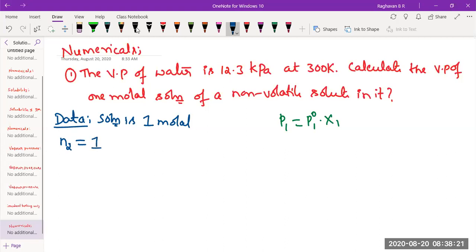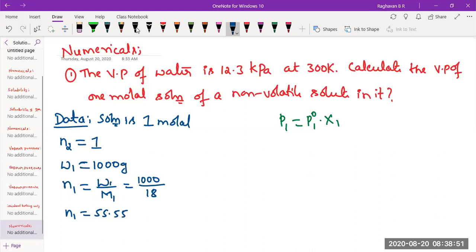So that means weight of solvent W1 is 1 kg, 1000 g. So number of moles of solvent N1, that is what? Mass by molecular mass. So N1 is equal to 1000 divided by 18, 55.55. Come on, calculate mole fraction. That's it.